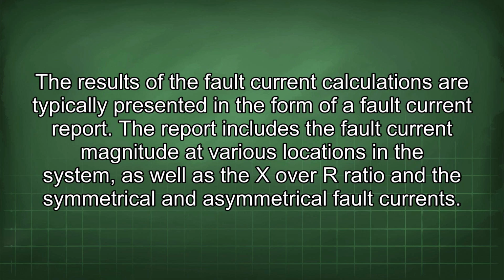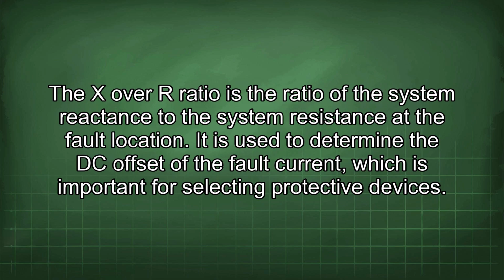The results of the fault current calculations are typically presented in the form of a fault current report. The report includes the fault current magnitude at various locations in the system, as well as the X/R ratio and the symmetrical and asymmetrical fault currents. The X/R ratio is the ratio of the system reactance to the system resistance at the fault location.